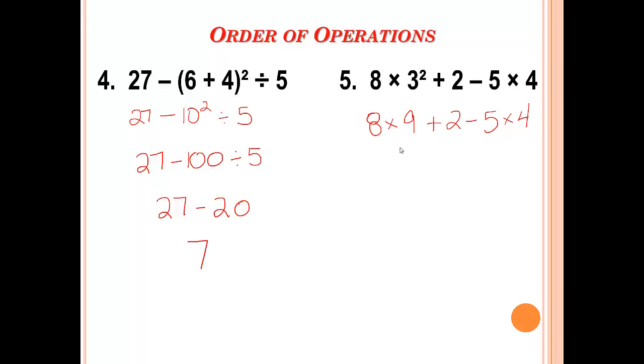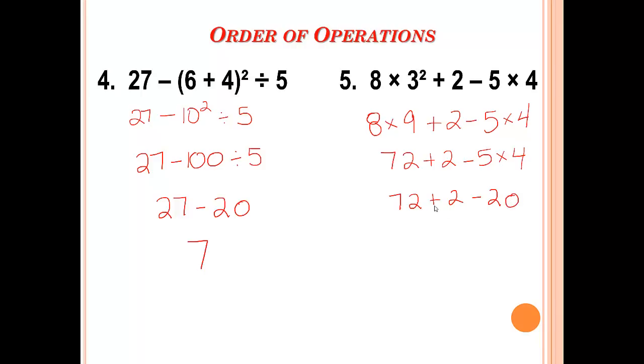My next step would be to do multiplication and division from left to right. I have a multiplication problem here at the beginning. So 8 times 9 would be 72. So I have 72 plus 2 minus 5 times 4. I have another multiplication problem at the end, 5 times 4. 5 times 4 is 20. So now I have 72 plus 2 minus 20.